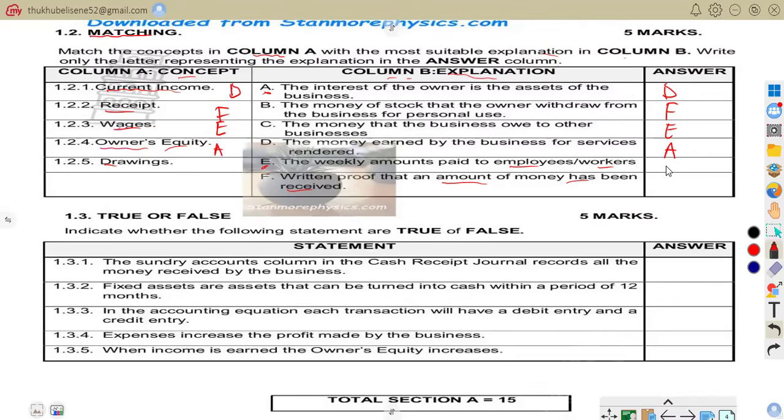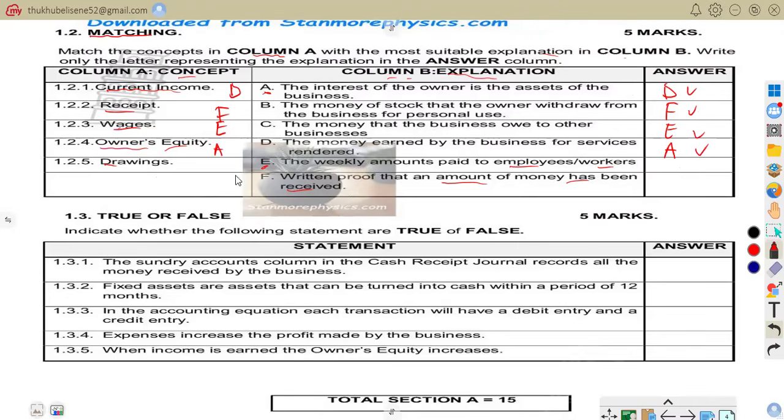Then we are going to come to drawings now and try to see the drawings. Let us find the suitable explanation that is going to best suit that. We're not supposed to use the x's. So drawings, now let us look at the drawings, good people.